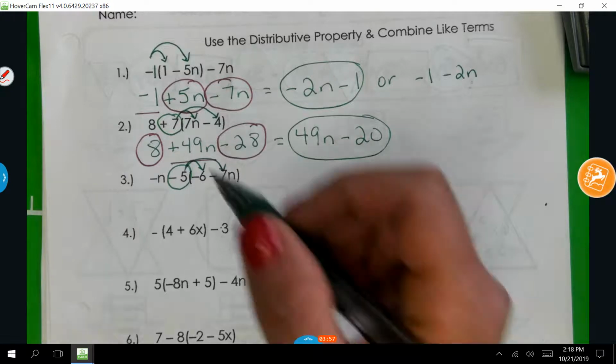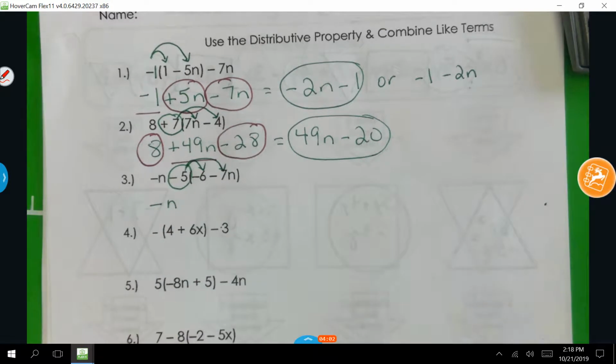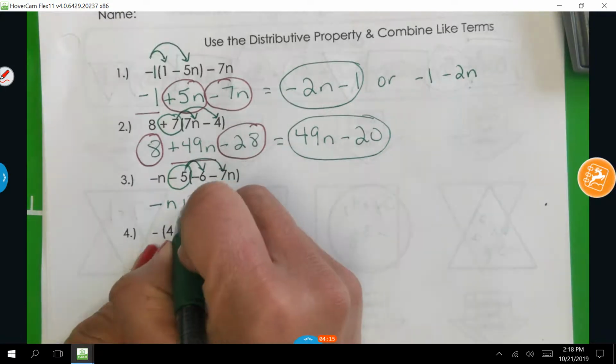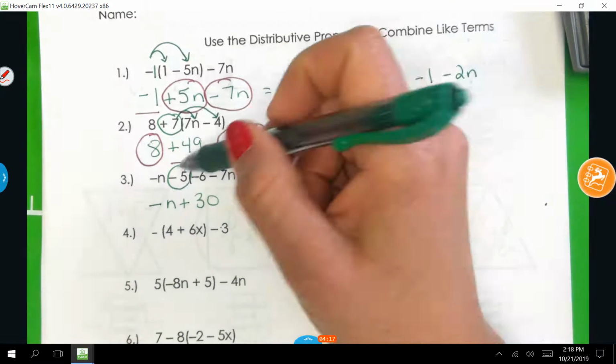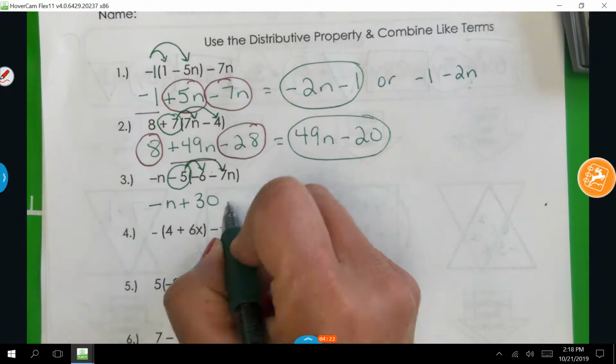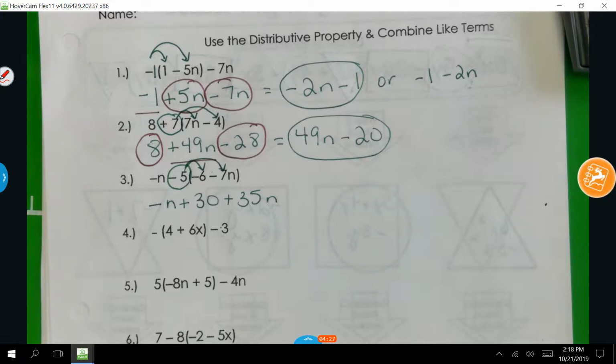So, can we do anything with the negative n? Nope. So we just rewrite negative n. Please, if you don't know, use your calculators. Negative 5 times negative 6. It's 30. Positive 30. Now negative 5 times negative 7. That's positive 35. And you just put the n there. Once you do the multiplication, you just stick the variable on the end. We talked about it earlier.